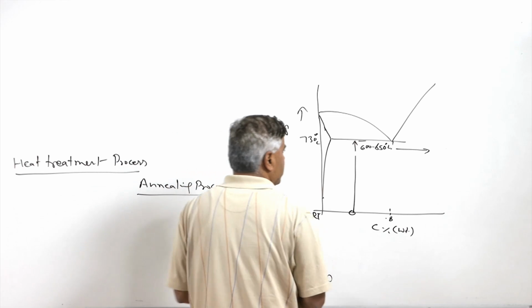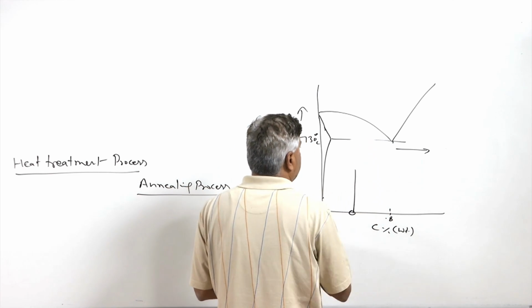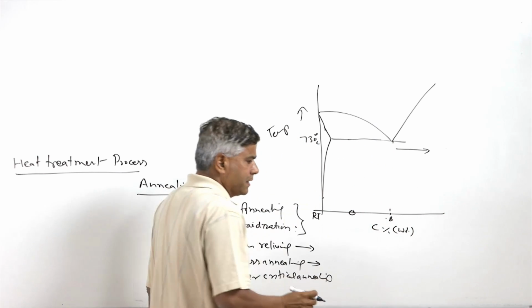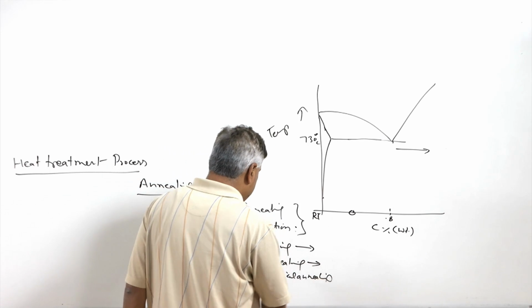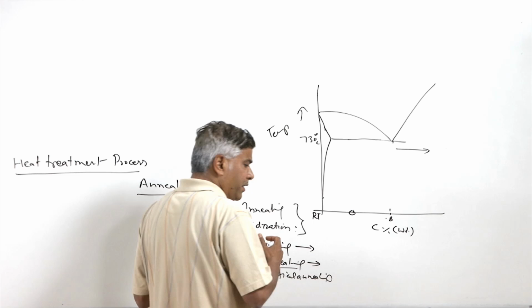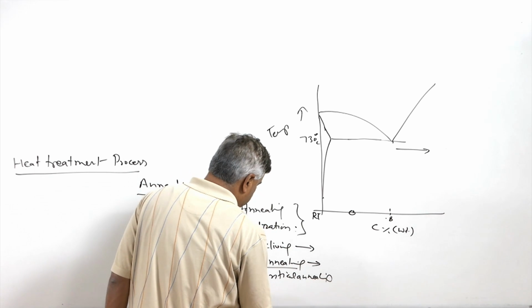And for this purpose, again, subcritical annealing is carried out, where heating is done below the lower critical temperature, around, say, 550 to 650 degrees centigrade. So that will be basically overcoming, or reducing, the effect of the strain hardening.